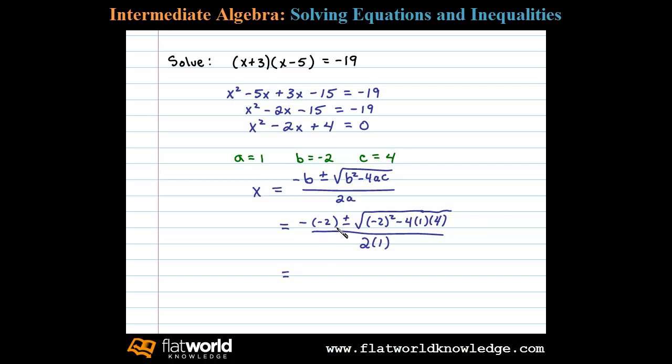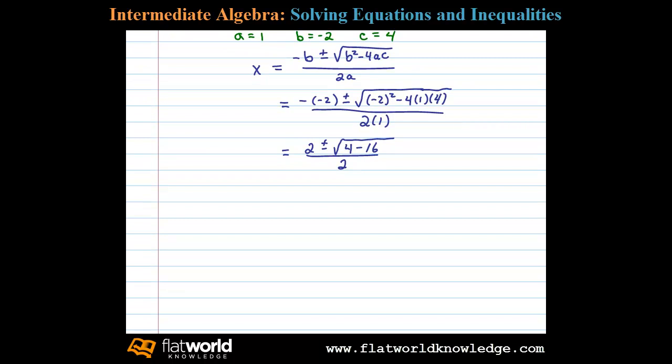Now simplifying further, we have negative 2, which is positive 2, plus or minus the square root. Negative 2 squared is 4, so 4 minus 16, all divided by 2. Continuing, we have 2 plus or minus the square root. 4 minus 16 is negative 12, divided by 2.